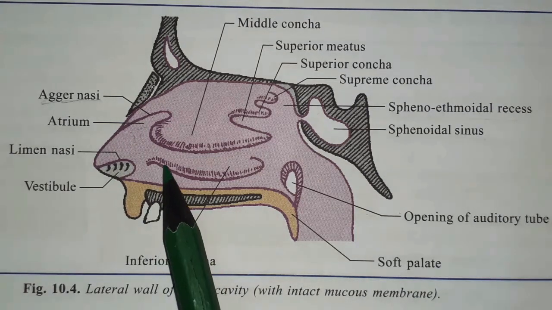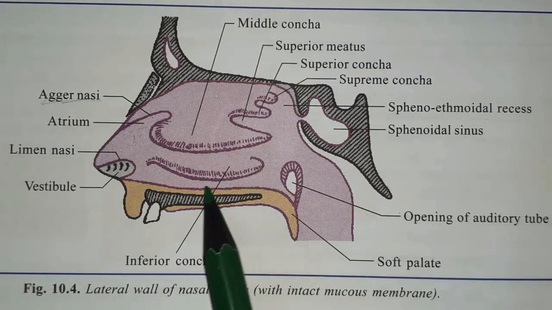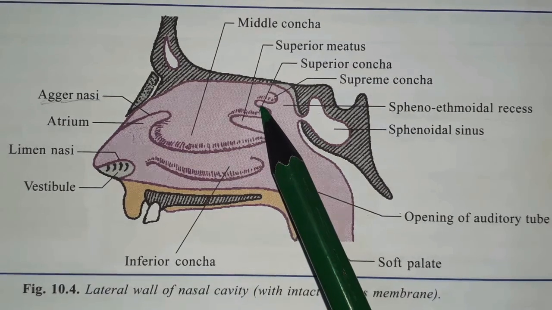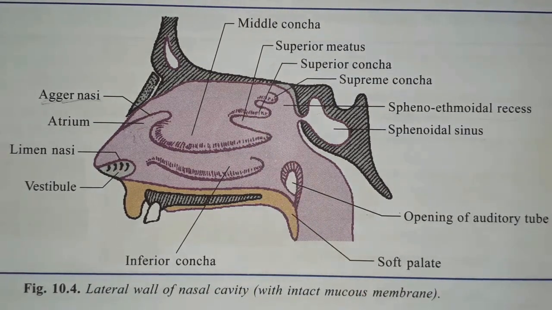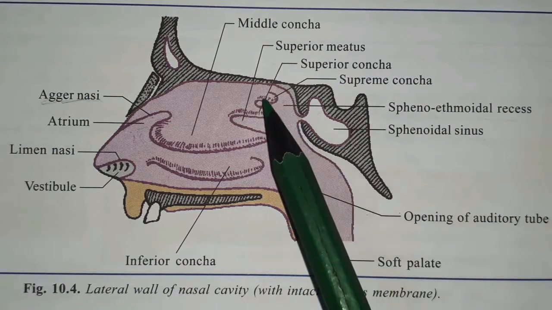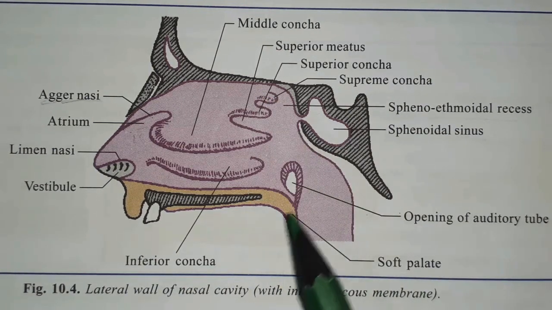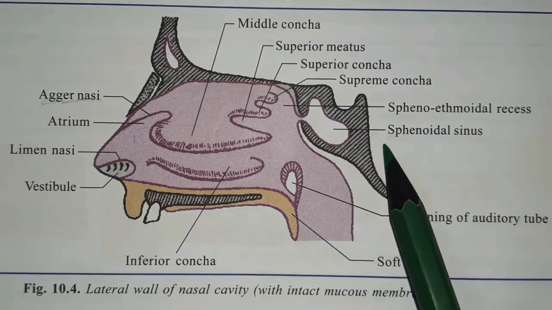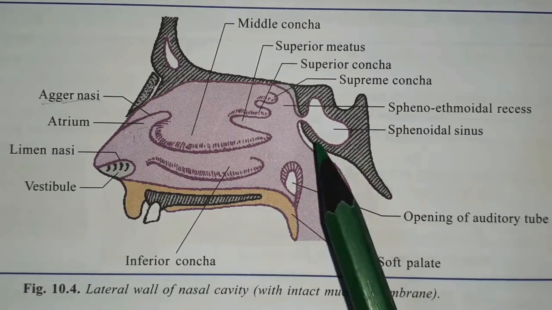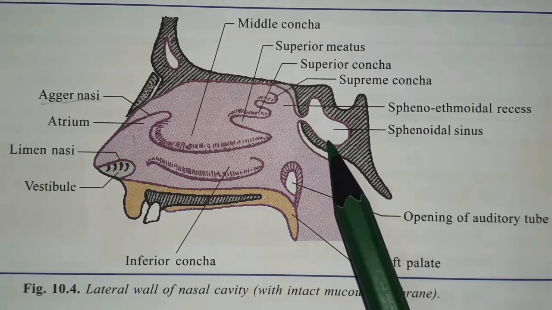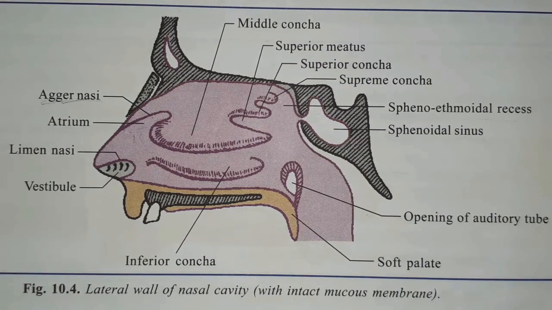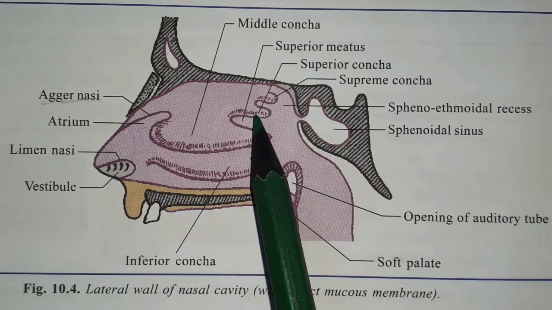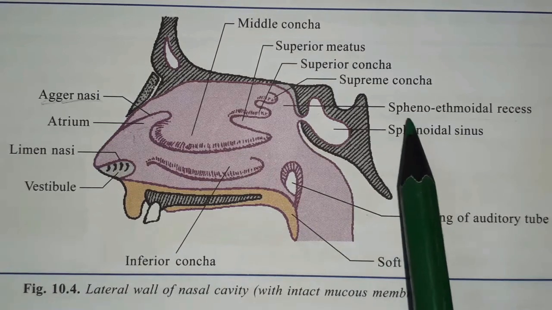You can see this is the inferior concha, that is a curved bony part. This is the middle concha, and this is the superior concha. Above the superior concha there lies the supreme concha, this one. We can also see the sphenoidal sinus lying over here. This entire thing is the sphenoid bone, and this is the body of sphenoid, and you can see the air-filled gap in the bone is known as the sphenoidal sinus, and this opens into the posterior part of the superior concha in a depression which is known as the sphenoethmoidal recess.